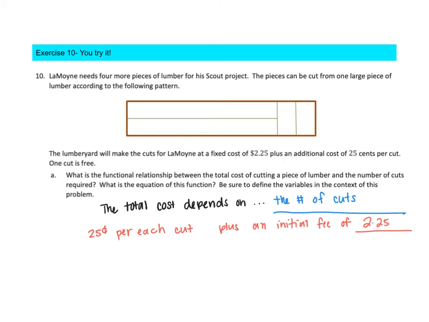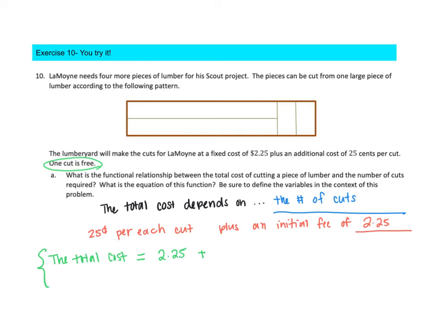But there's one extra part here that we have to include. It says that one cut is free. So because of that, I'm going to have to rewrite this a little bit differently down here. So I'm going to rewrite it and say the total cost for cutting equals, well, we have $2.25, our initial fee, right?